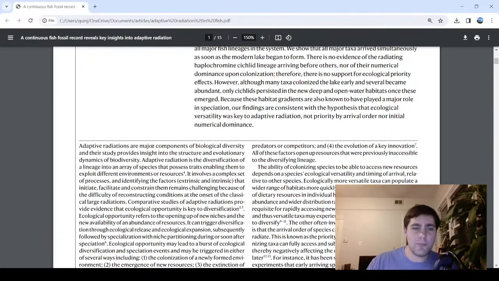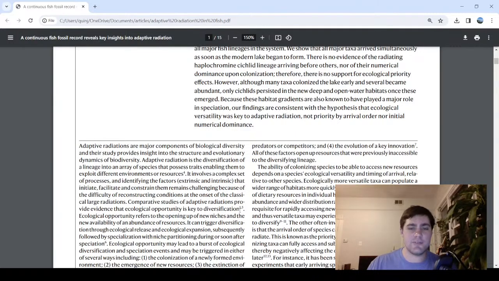Adaptive radiations are a major component of biological diversity, and their study provides insight into the structure and evolutionary dynamics of biodiversity. Adaptive radiation is the diversification of a lineage into an array of species that possess traits enabling them to exploit different environments and resources. It involves a complex set of processes, and identifying the factors, extrinsic and intrinsic, that initiate, facilitate, and constrain them remains challenging because of the difficulty of reconstructing conditions at the onset of classical large radiations.